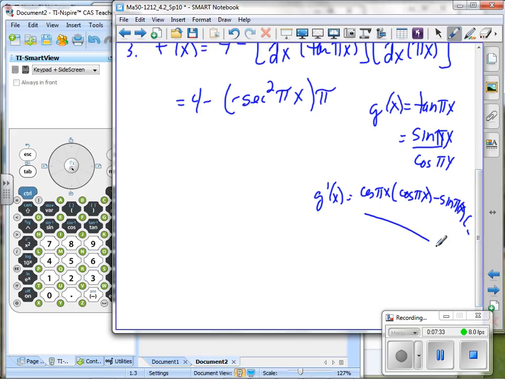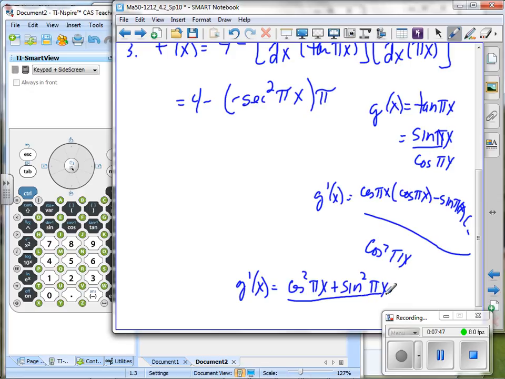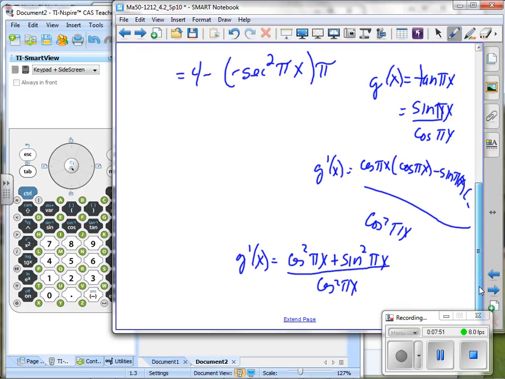This is what happens when I try to hurry. Cosine squared pi x. Let's see here. I've got cosine squared pi x plus sine squared pi x divided by cosine squared pi x. Are you guys doing this with me? Make sure I don't have an error here. This should be negative sine pi x here. That's how I'm getting positive.